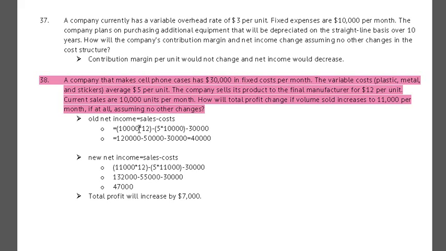So our sales, we currently sell 10,000 units according to the problem at $12 per unit, and then our costs, our fixed or variable, it doesn't matter which way you put them in, they still have to be calculated. In this case, they put variable first. So our variable costs are $5 per unit. So we take our 10,000 units times $5, and then our fixed costs are 30,000.